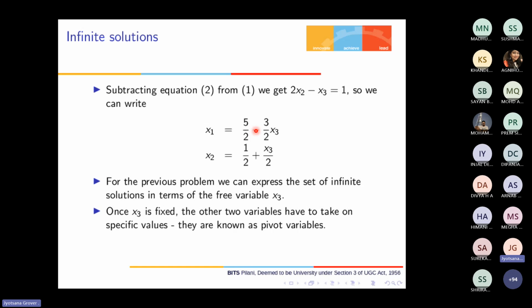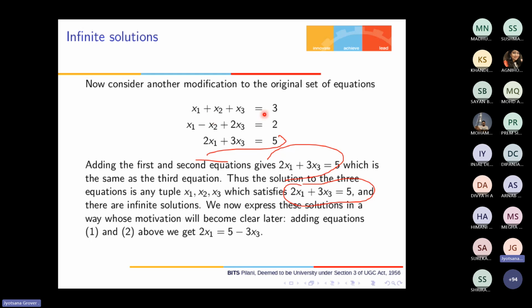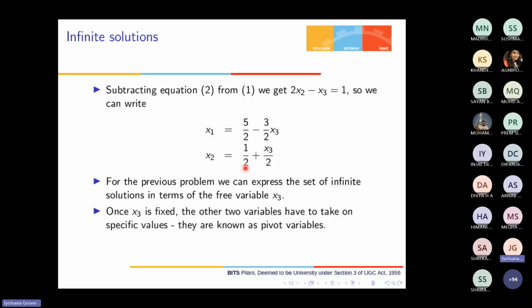Now you substitute x1 as this in the first equation. So x1 is in terms of x3. So you get this equation in terms of x2 and x3. So you'll get this. So now both x1 and x2 are in terms of x3, right? So x3 is kind of a free variable. It is a free variable.